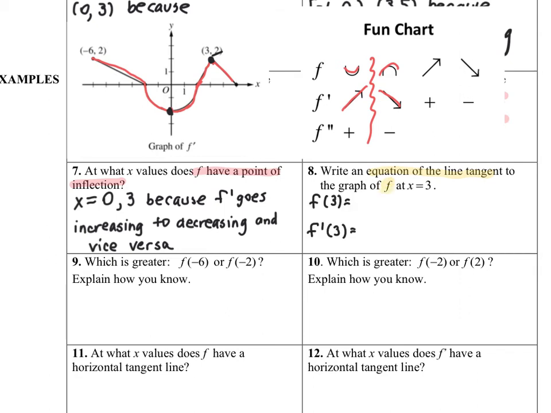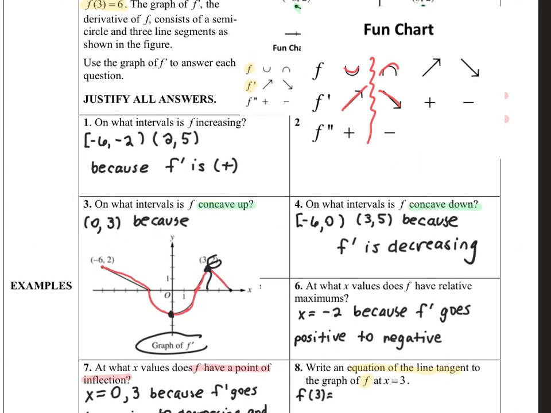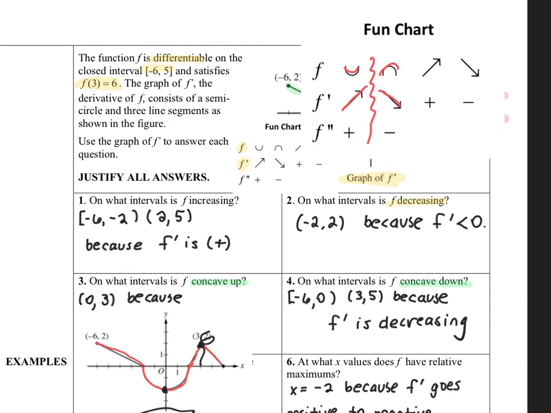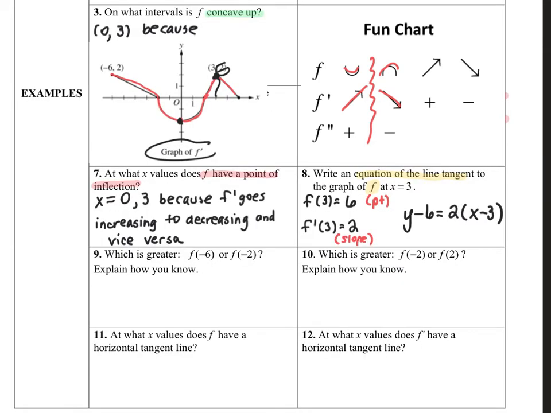I'm looking at an f prime graph. F prime of 3 is just the function value at 3, which is a 2. My f prime of 3 is a 2. To find f of 3, if you go back to the very beginning of the problem, where it had the information, it says that f of 3 is 6, and that's what I'm going to use as my point. My point is (3, 6), my slope is 2, and with that I write my equation.